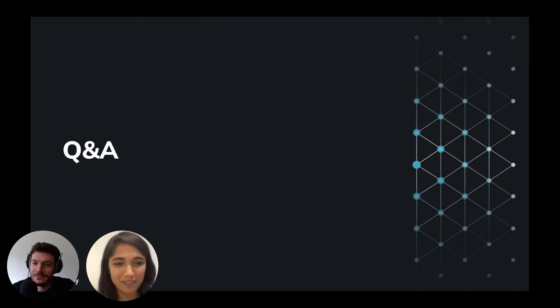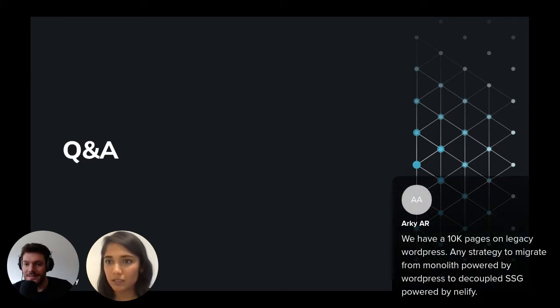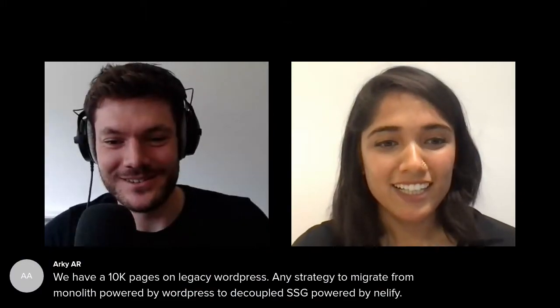Yeah, well, it looks like one of the top questions is from Arki. They say we have 10K pages on legacy WordPress, and they want to think about what strategy they should use to migrate from that to a decoupled architecture on top of Netlify. So I think this is something we've seen a lot. How would you go about advising someone on this, Bhavna?